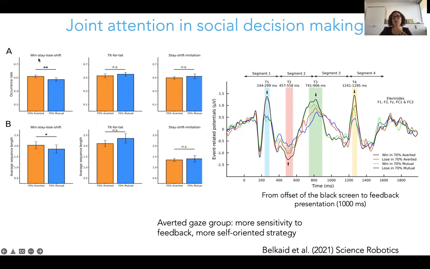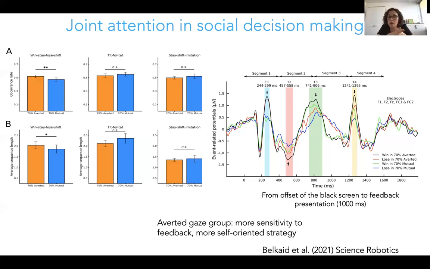So one strategy is win-stay, lose-shift, meaning if you win, on the next trial you do the same. If you lose on the next trial, you do the opposite, right? Very simple strategy. And you can look at patterns of trials to see whether participants followed this kind of strategy.